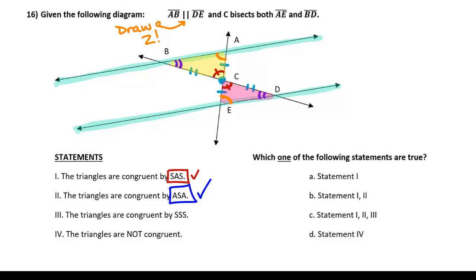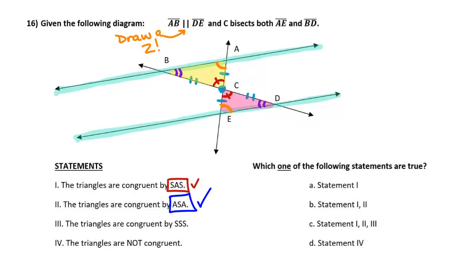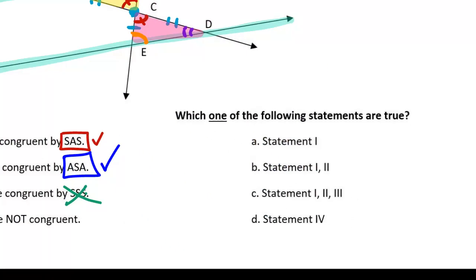Do we know about all three pairs of sides so that I could use side, side, side? No, we do not have side, side, side. And then statement number 4 is the triangles are not congruent. Well, we have enough information to show that the triangles are congruent. We can show it two different ways. So which of these would have to be correct?